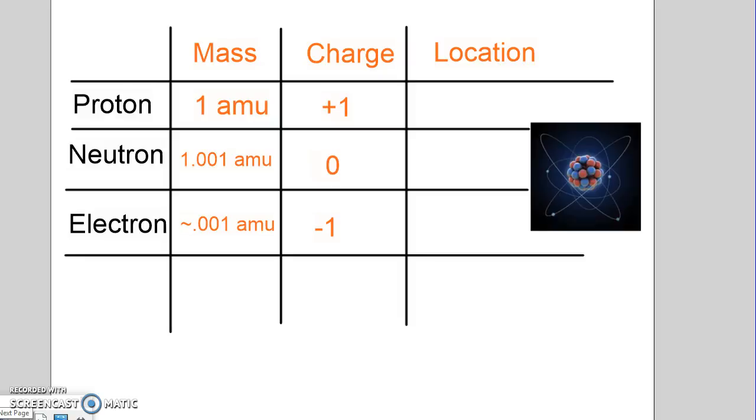Finally, where do they reside? Protons exist in the center of the atom, represented here by the blue spheres, and that center is called the nucleus, N-U-C-L-E-U-S, as it says there. And then neutrons exist in the same place, represented by the red spheres here. And then electrons do not reside in the nucleus, they reside on the outside. So those are some basic features of the subatomic particles.